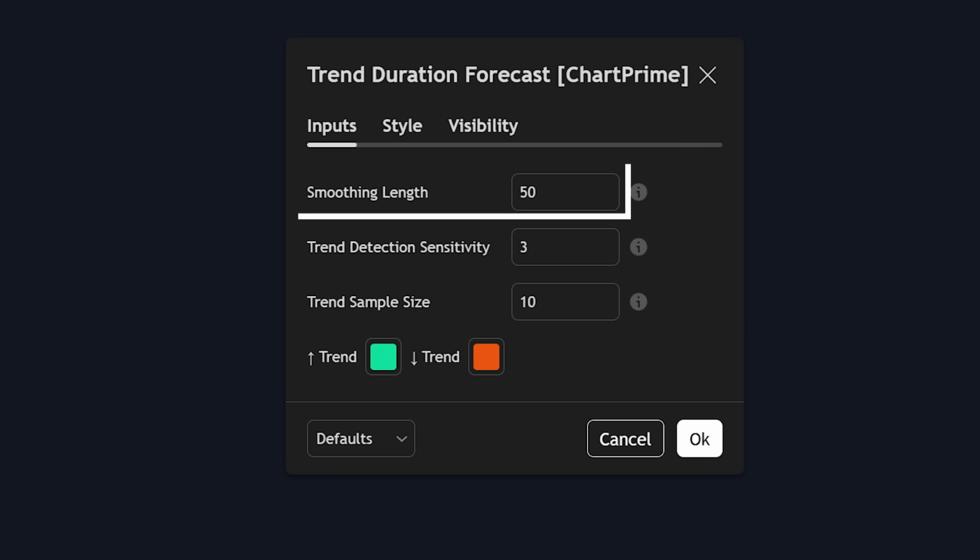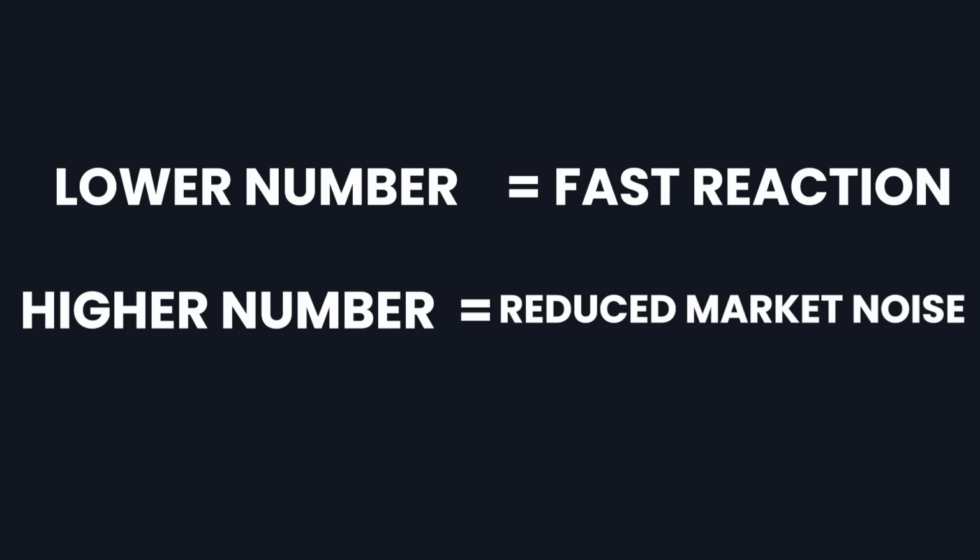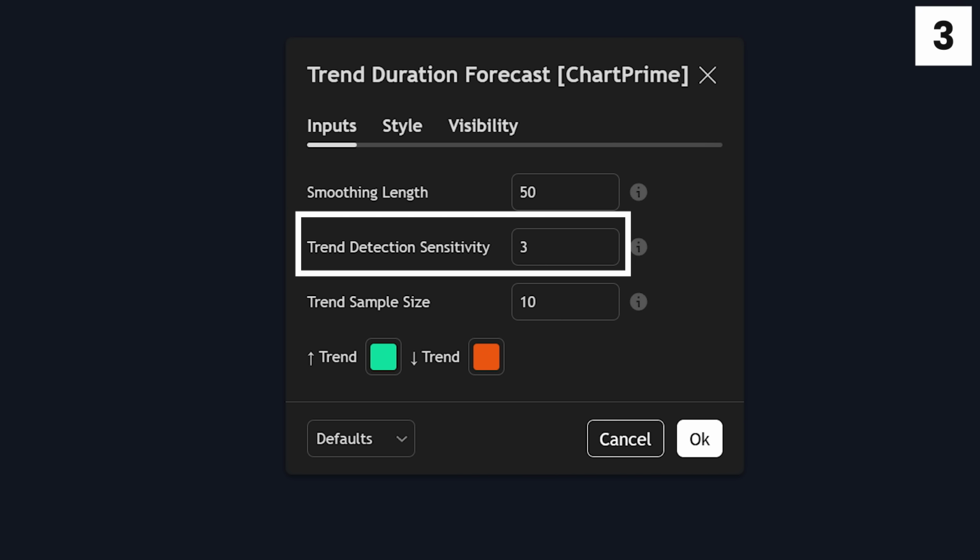The smoothing length controls how much the HMA is smoothed before the tool determines direction. The default of 50 provides a balanced setting for the 15-minute time frame on most pairs. Trend detection sensitivity changes how quickly the ribbon flips color. Lower numbers create faster reactions, while higher numbers filter out more market noise. A setting of 3 provides responsive feedback without being overly jumpy.